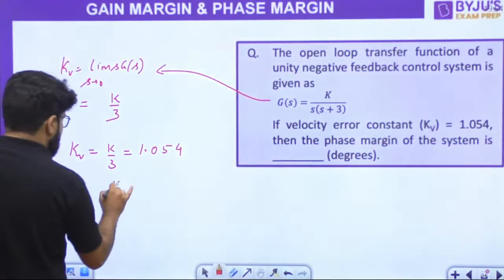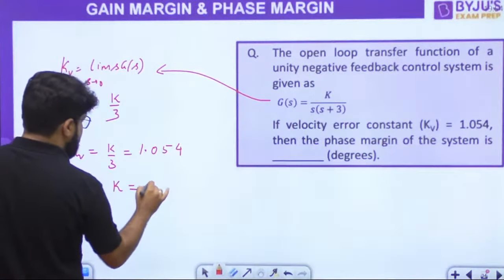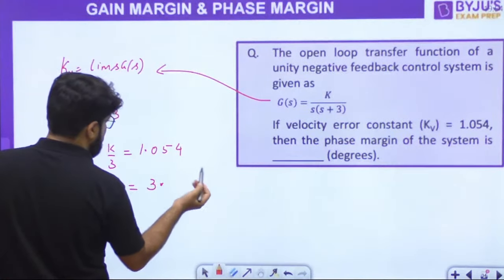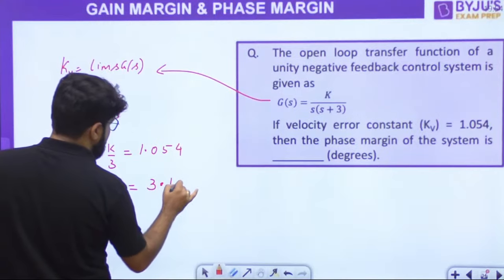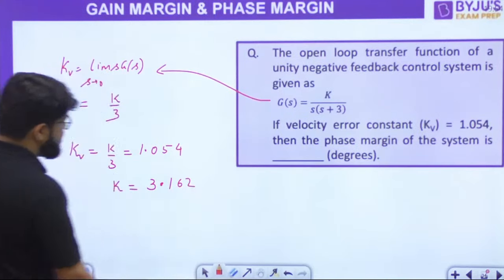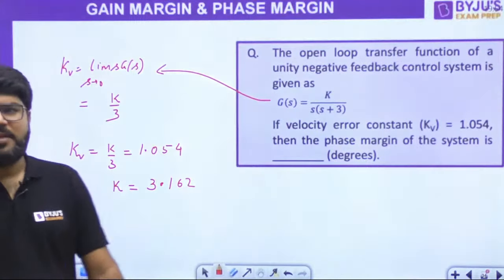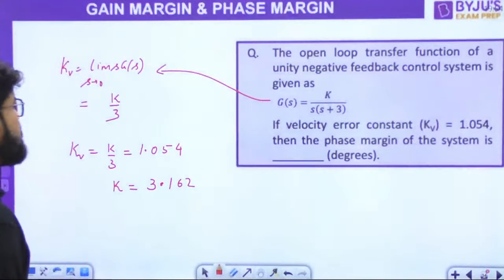1.054. So what is the value of k? It should be 3.54 into 3. Okay, so 162. Just check it up. Yeah, that should be 3.162. That is the value of k. And now I need the phase margin of the system.